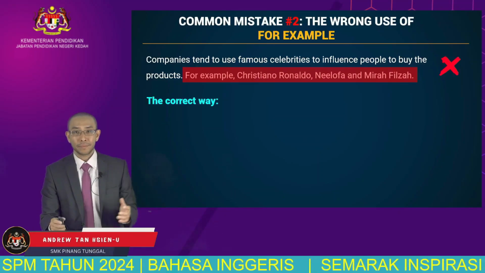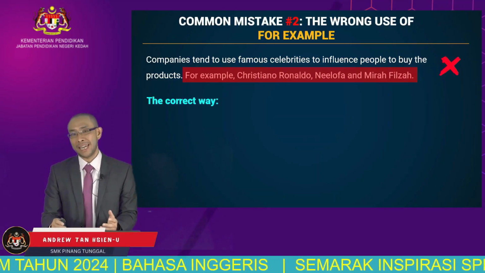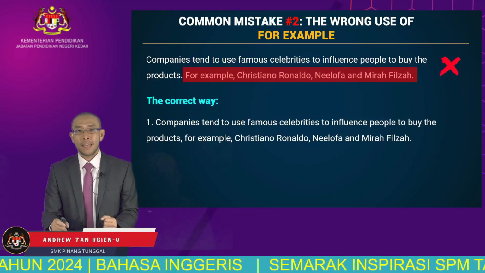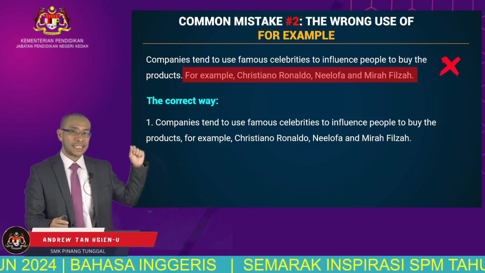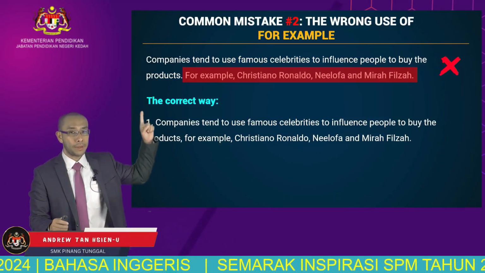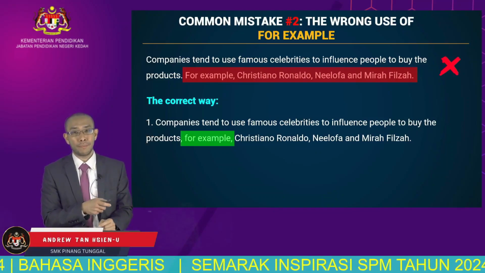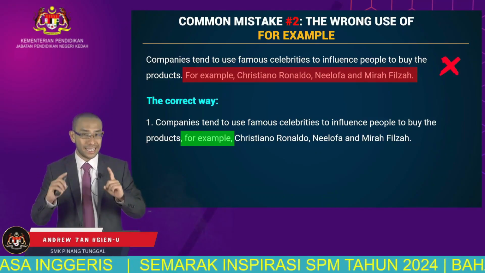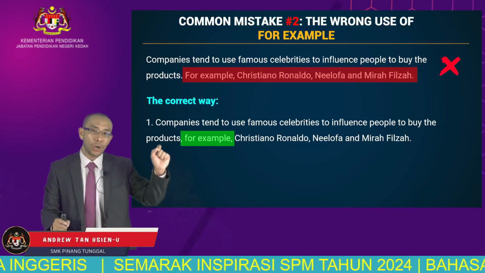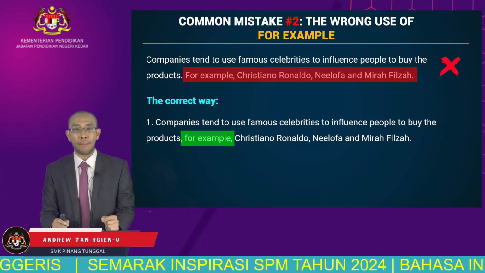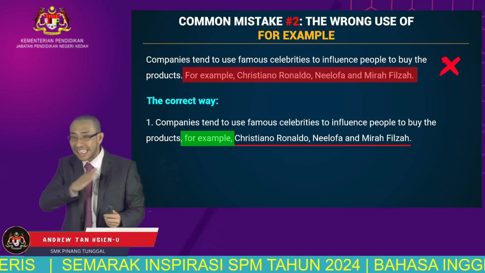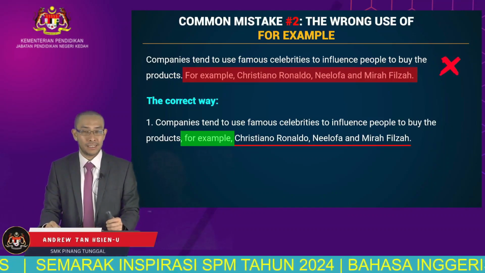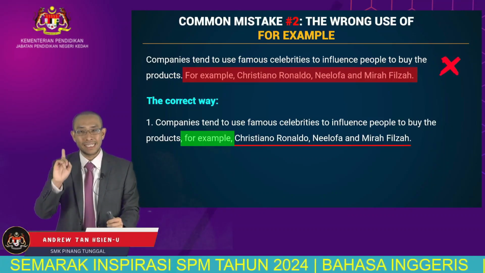All right? Now, the correct way should be like this. Now, what is the difference between the second sentence here and the one on top? All right? Take a look at the punctuation marks here. Instead of putting a full stop, I join those two ideas into one sentence. So I put a comma before and after, for example, and I can go ahead and just list down the names of the celebrities. So it is now one complete sentence.